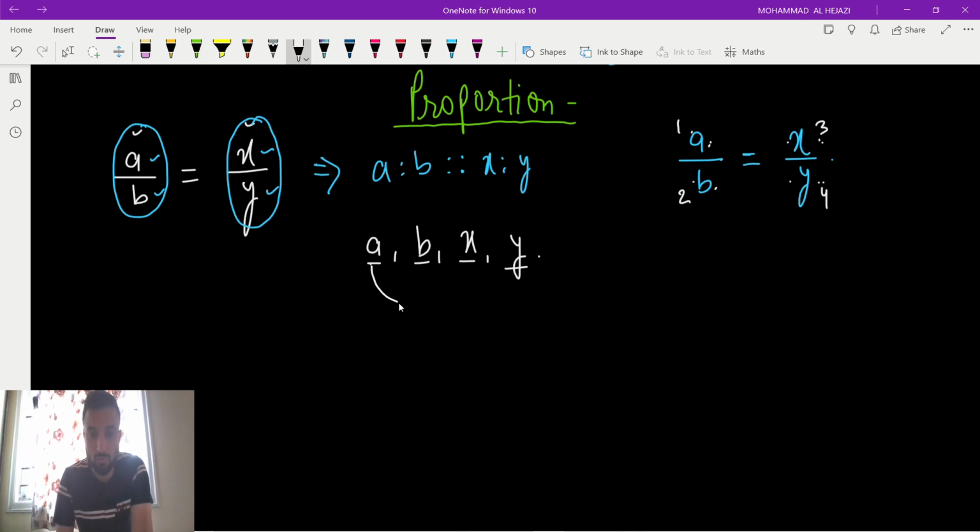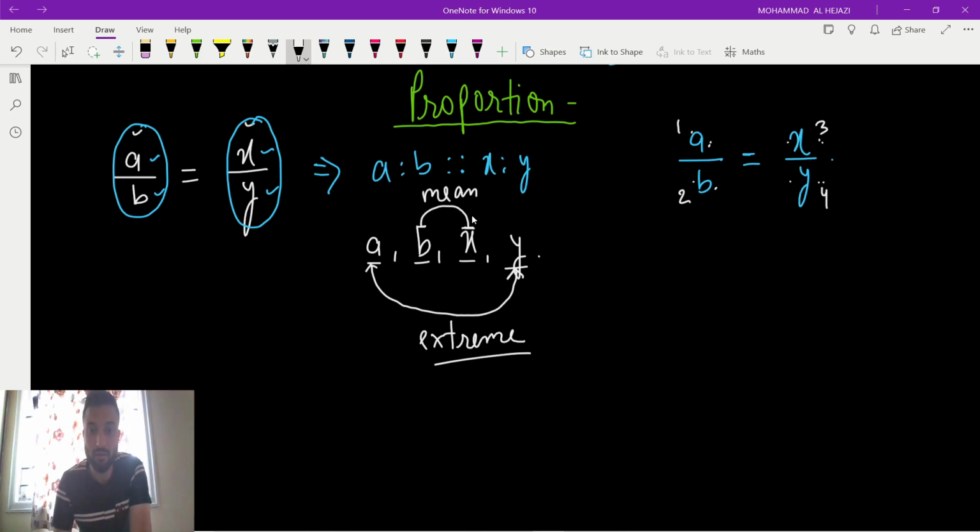So these two, a and y, where is this present? These two are present at the end, right? At the end means they are extreme. So a and y are extreme. So b and x, where are they? B and x are in the middle, so we will say they are the means.